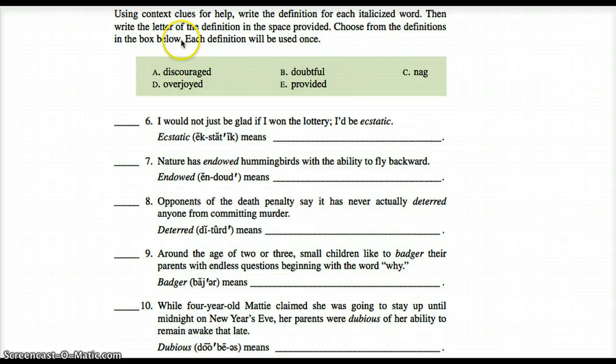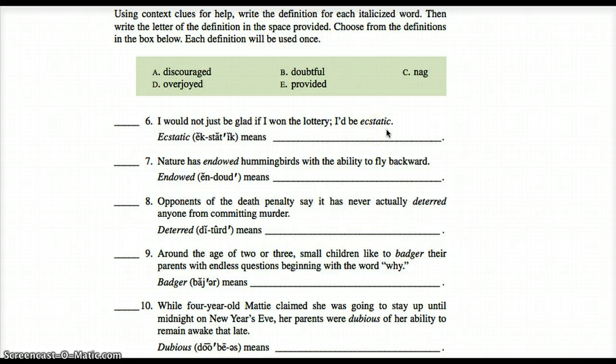The instructions say, using context clues for help, write the definition for each italicized word. Then write the letter of the definition in the space provided. Choose from the definitions in the box below. Each definition will be used once. So for each of these answers, we're going to choose one of the choices in this green box above here to give us another meaning of the word that's italicized. Let's do number 6 together as a whole group.